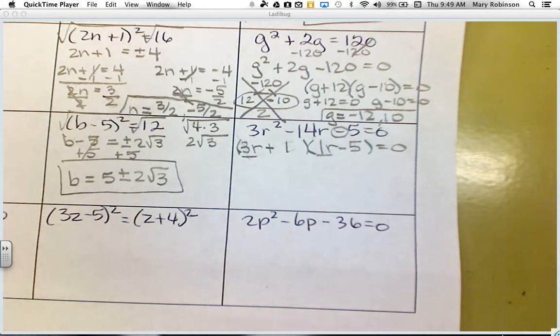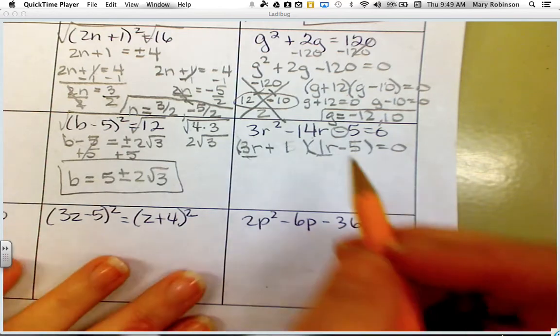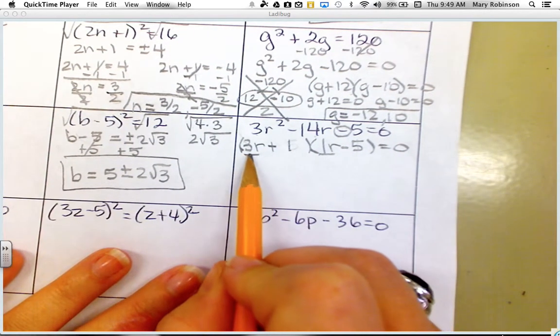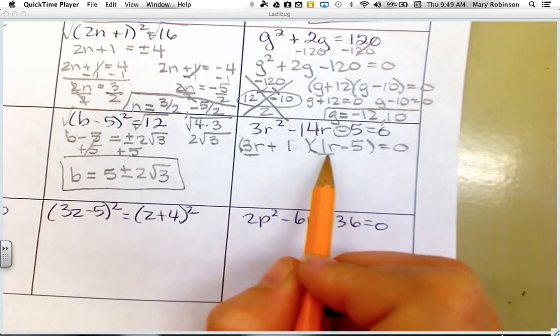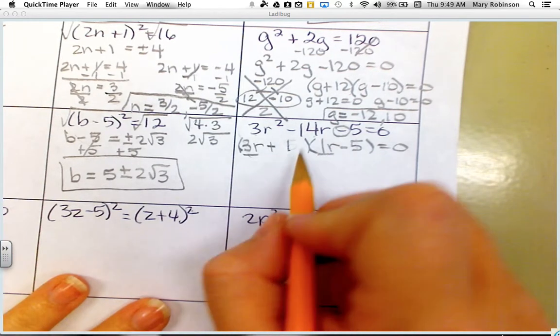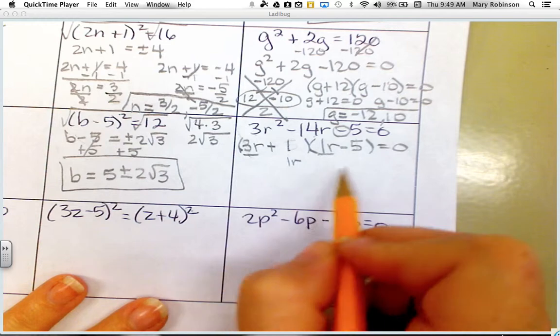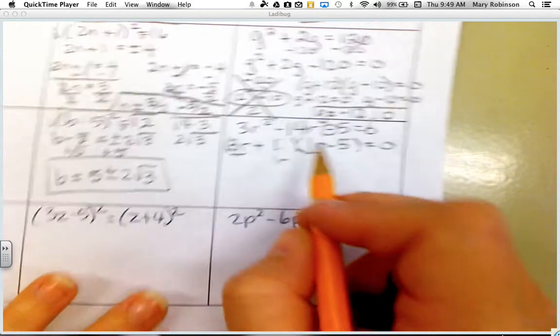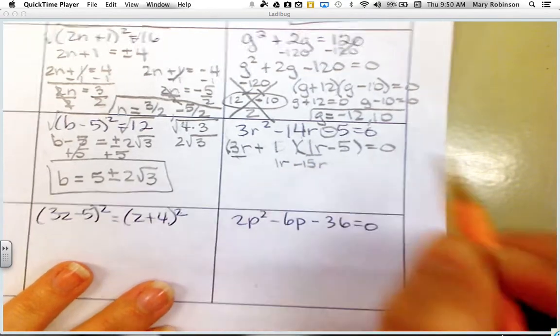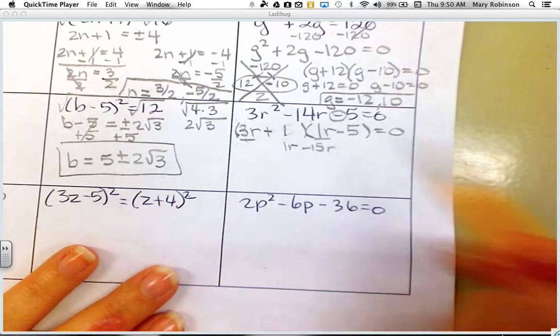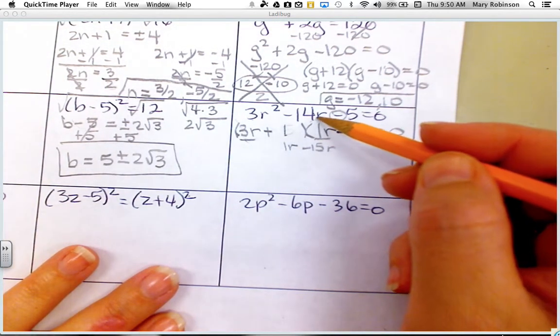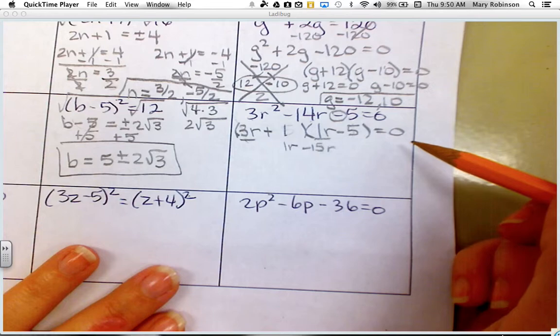Okay, I need a 15 and a 1 to make 14. So now, do I have it right? If I do my inner, what's 1 times 1r? 1r. What is 3r times negative 5? Negative 15r. What does that give me when I combine them? Negative 14r. So that means my factors are correct.